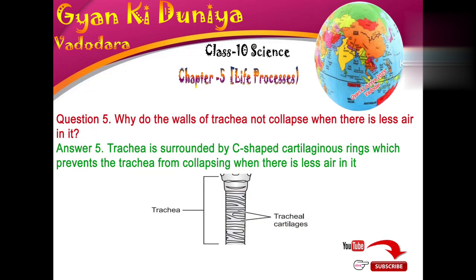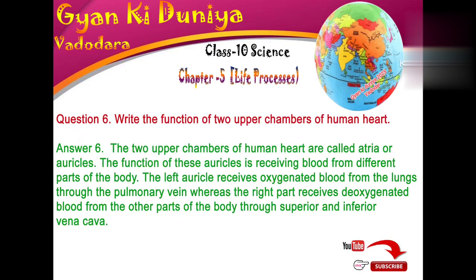Question 5. Why do the walls of trachea not collapse when there is less air in it? Answer 5. Trachea is surrounded by C-shaped cartilaginous rings which prevent the trachea from collapsing when there is less air in it. Question 6. Write the function of two upper chambers of human heart.